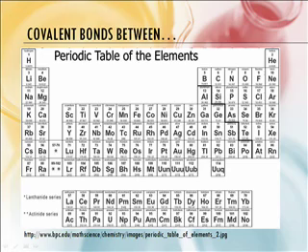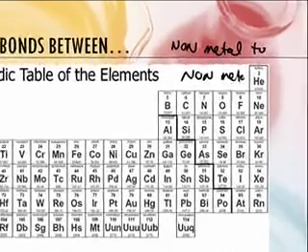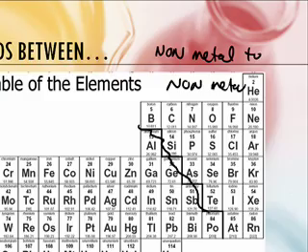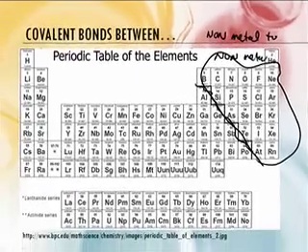So a covalent bond is a bond between two nonmetals. A nonmetal to a nonmetal. Where would we find those on the periodic table? Those are to the right of the staircase. So here's my staircase right here. So it's a bond between these guys and themselves, and hydrogen.